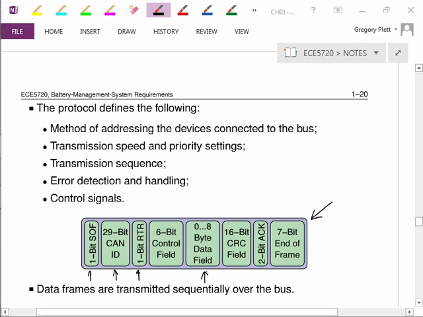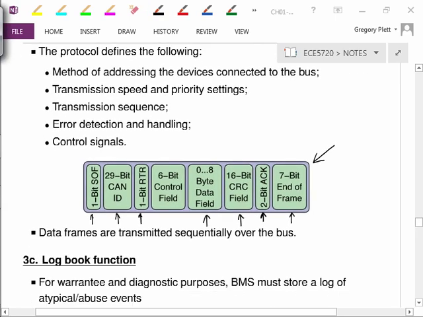Everything else is overhead. There's a cyclic redundancy check to see if any of your data got corrupted and needs to be retransmitted. 2-bit acknowledgments and a 7-bit end of frame marker so that the other devices on the bus know when it's okay to start transmitting their own information. So the data frames are transmitted sequentially over the bus, and if anything is corrupted, it's not acknowledged, so it has to get retransmitted and so forth. So it's just a robust serial communication standard that is used, and you can look up CAN 2.0 on the internet to find out more information on the particulars.